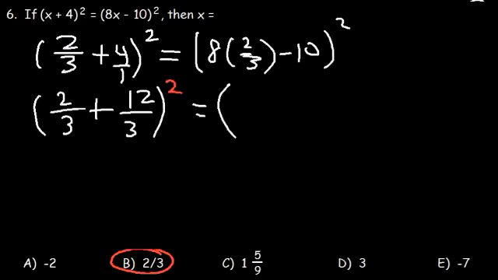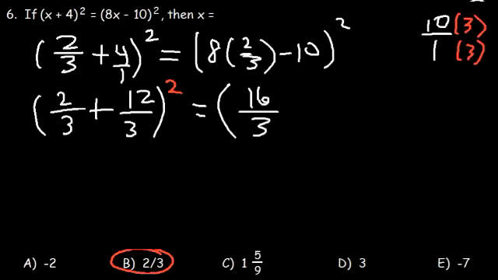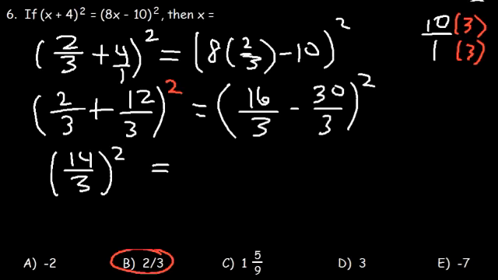Now 8 times 2/3. 8 times 2 is 16, so we have 16 over 3. And 10 over 1, what we could do to get common denominators is to multiply 10 by 3 over 3. So 10 is the same as 30 over 3. 30 divided by 3 is 10. So now we can add the two fractions. So 2/3 plus 12/3 is equal to 14 over 3 squared. And 16 minus 30 is negative 14 over 3 squared.